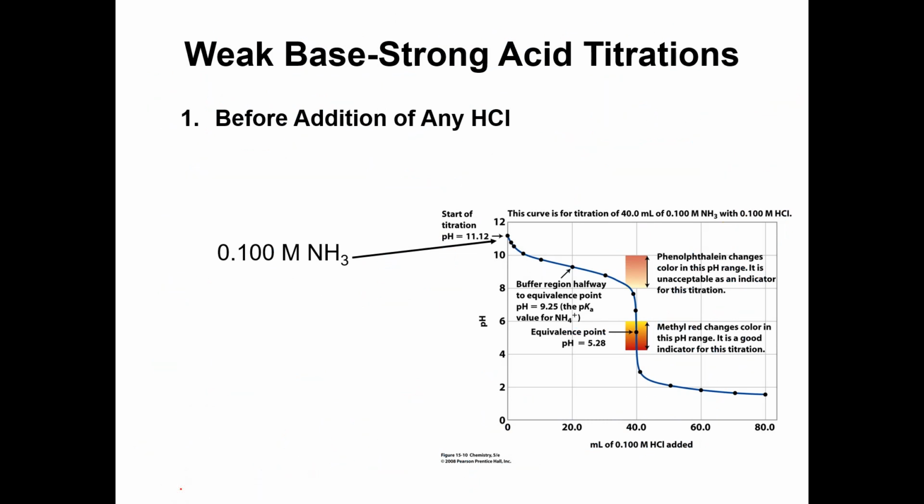Now, if we go the opposite direction, we add a strong acid to a weak base, we're actually going to decrease our pH. So if we start with something like 0.1 molar ammonia, we have a pH here of about 11.12. As we add hydrochloric acid to this, we eventually get to a point where we're at the equivalence point, and then if we keep going, we decrease the pH, and we get to a point where we have more acid than we do base here.